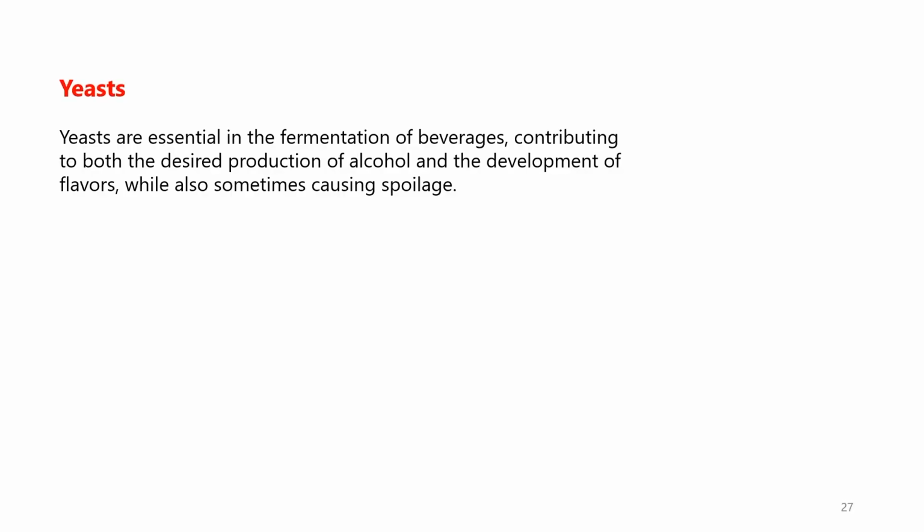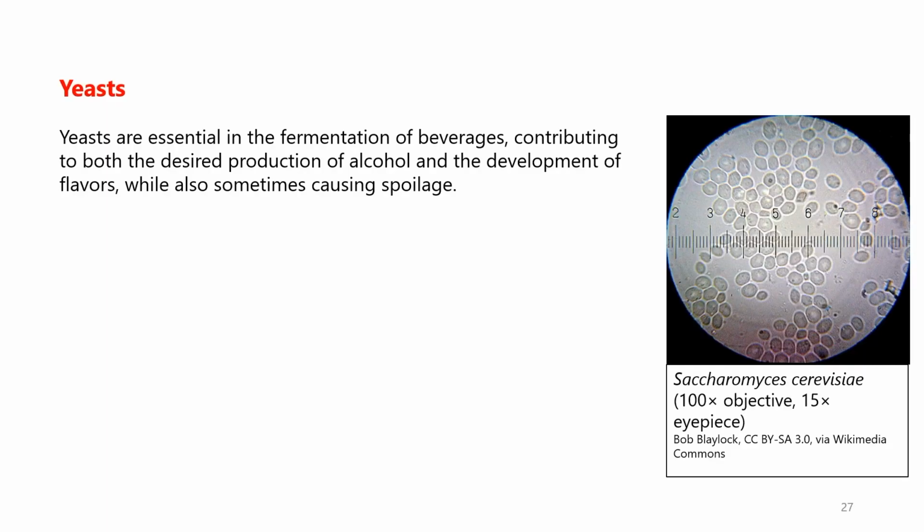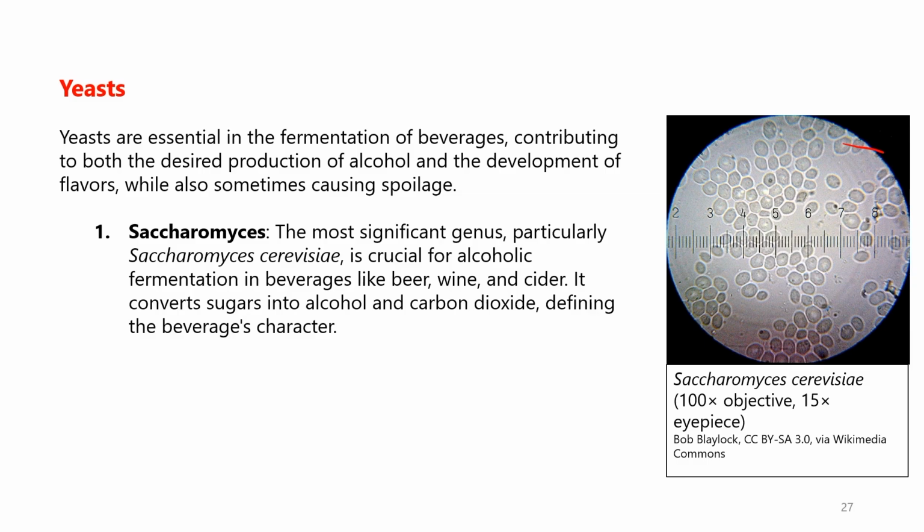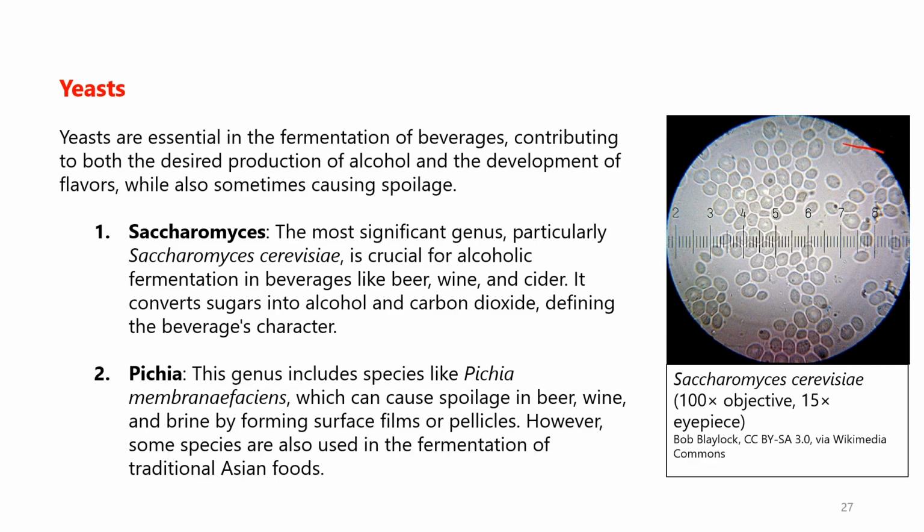Yeast are essential in the fermentation of beverages, contributing to both the desired production of alcohol and the development of flavors, while also sometimes causing spoilage. So, this is Saccharomyces cerevisiae, 100x objective, and the most significant genus is Saccharomyces, particularly Saccharomyces cerevisiae. It plays a crucial role in alcoholic fermentation in beverages like beer, wine and cider. It converts sugar into alcohol and carbon dioxide, defining the beverage character.